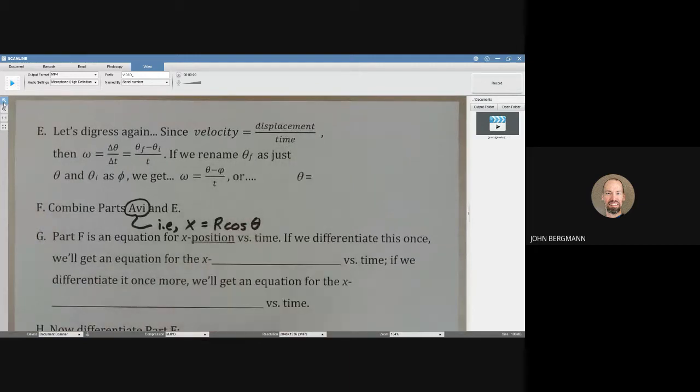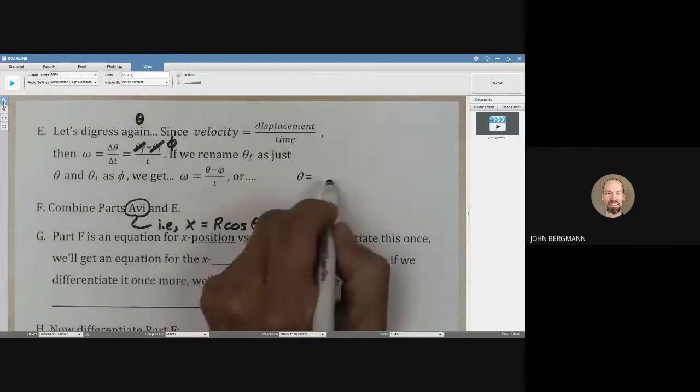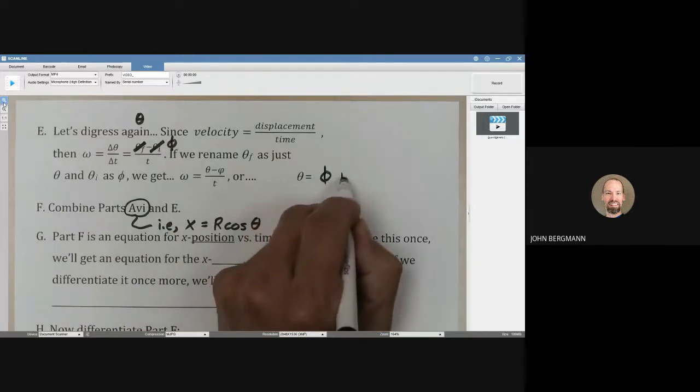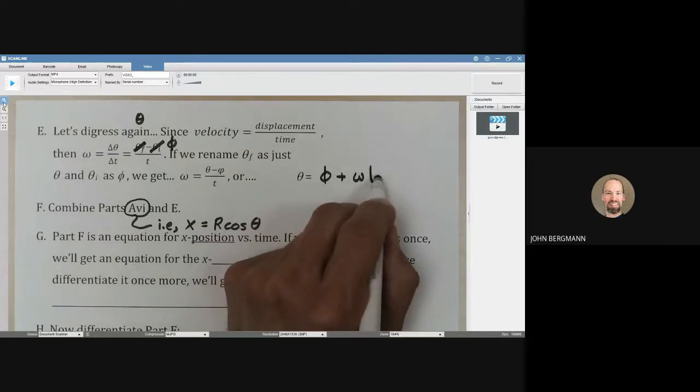Velocity, as we know, is displacement over time. So angular velocity is angular displacement over time, which is the final angular position minus the initial angular position divided by time. And if we rename theta final as just theta and theta initial as phi, we get that. And if we solve that for theta, then we're going to get that theta is phi plus omega times t.